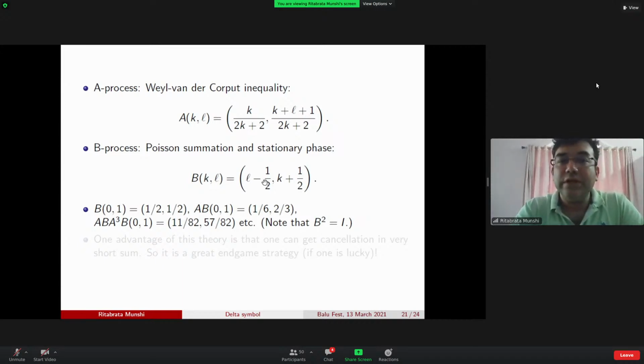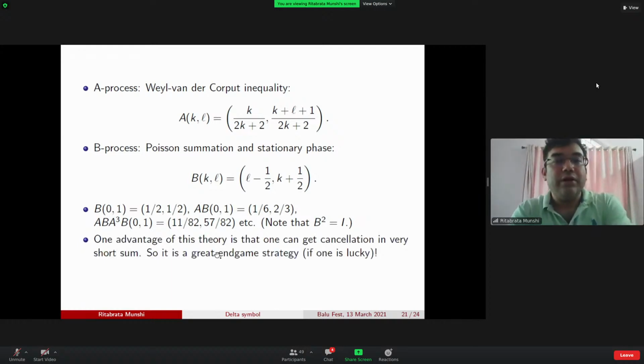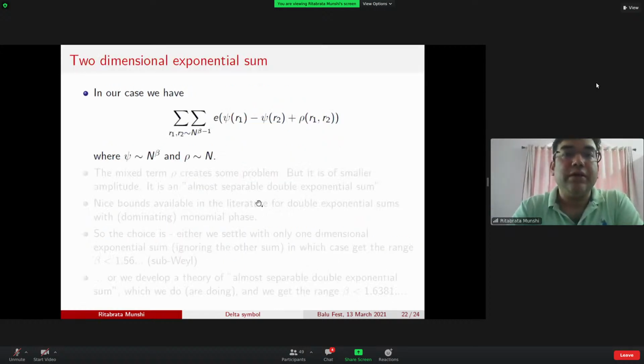Okay, the one bad thing about this is B is involutory. So if you take B squared, then it becomes identity. So you cannot apply B consecutively. But A is not involutory, so you can apply A repeatedly in one place and still get something new. Okay, and so one nice advantage of this theory is that one can get cancellation in very short sums. And that's a beautiful thing. It comes in handy if you're lucky at the end game. So when you have nothing else to do, if you're lucky, you're just left with an exponential sum, and then you just use an exponent pair. Okay, so that's what happened in the case we were considering with Riemann and G.